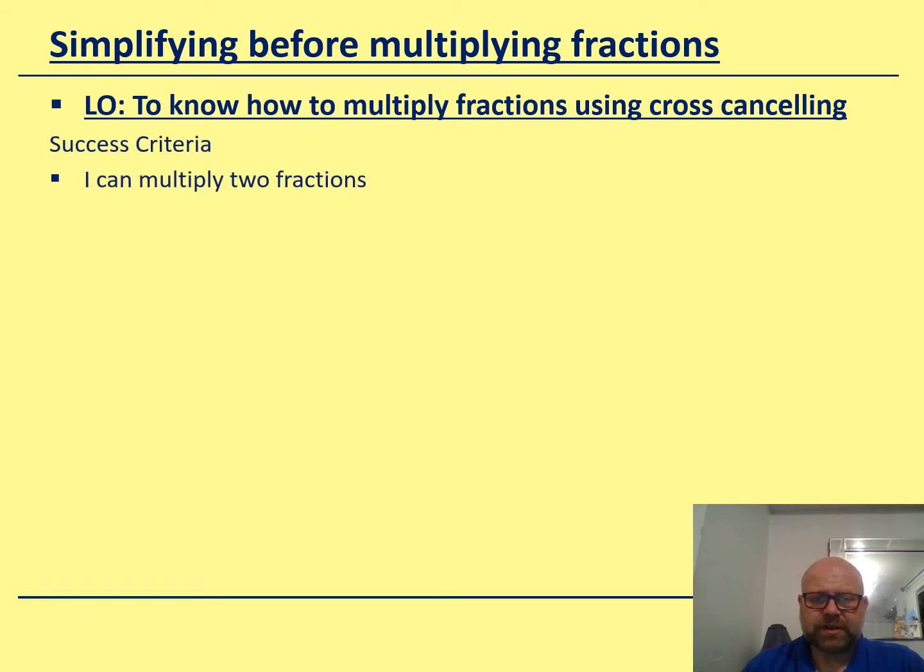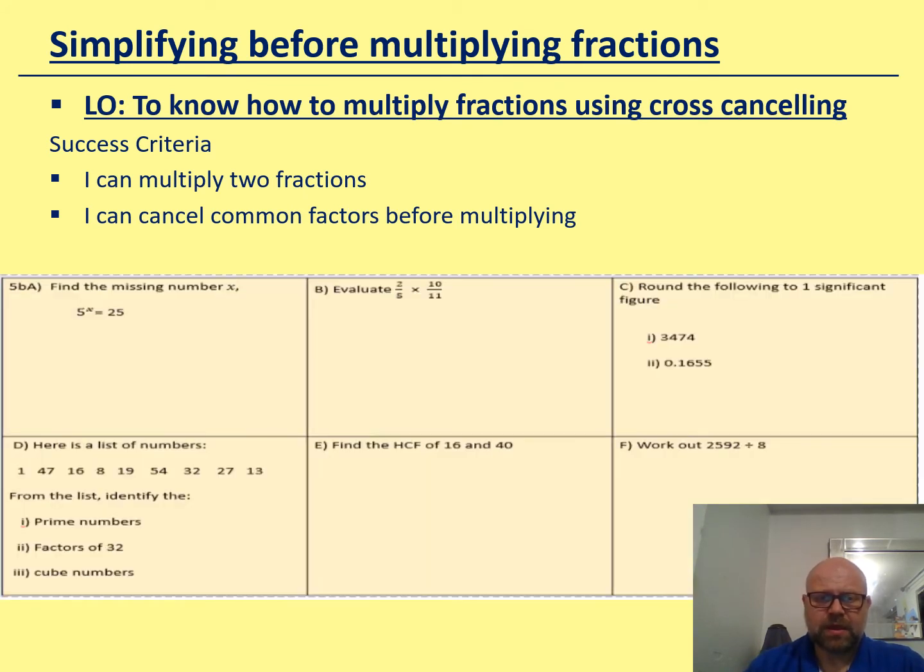Your success criteria: we can multiply two fractions together and we can cancel common factors down before we do the multiplication. There are 6 questions here, so take 10 minutes. Okay, see if you can answer the 6 questions and then pause the video.